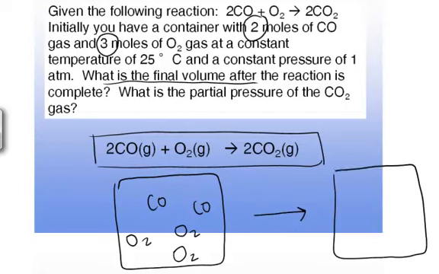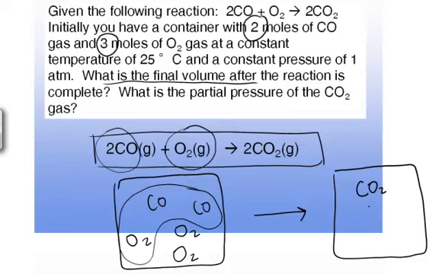According to my balanced chemical reaction, for every 2 moles of carbon monoxide, I react 1 mole of oxygen. So thinking about this, I'm given 3 moles of oxygen and 2 moles of carbon monoxide. Therefore, carbon monoxide must be the limiting reagent. For every 2 moles of carbon monoxide, I react 1 mole of oxygen to give 2 moles of carbon dioxide. That leaves me with 2 moles of oxygen left over.